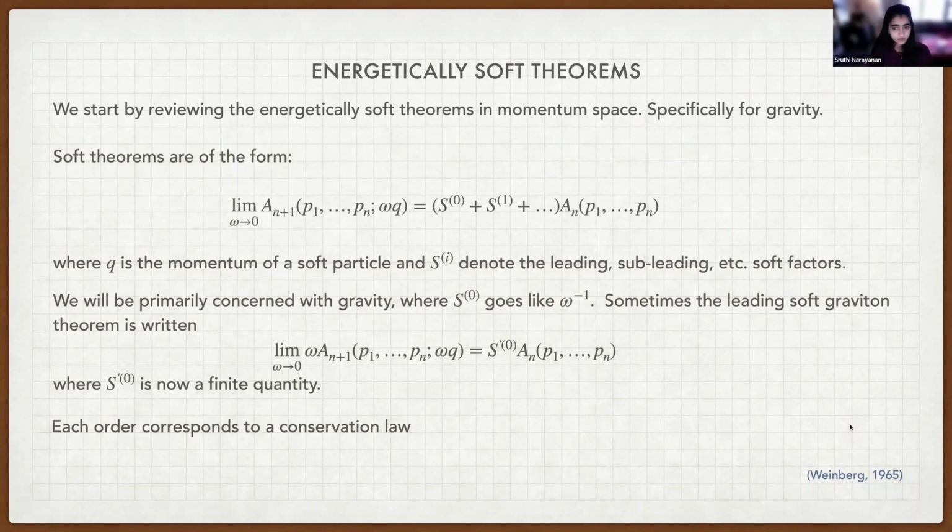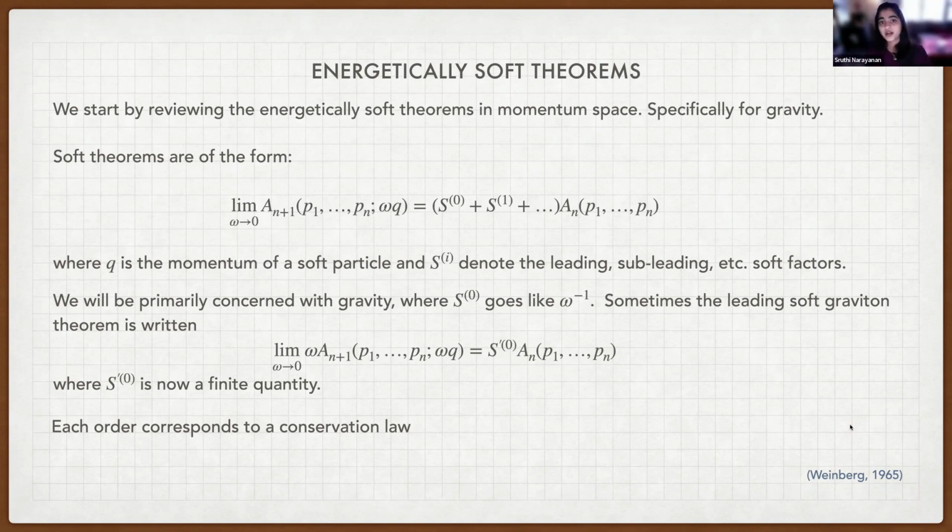soft theorem. And in gravity, the first term goes like 1 over omega. I put this here because I don't know exactly which literature everybody's familiar with, but sometimes the leading soft graviton theorem is also written where you put an omega on the left hand side so that your soft factor is actually independent of omega. Sometimes the soft factor contains omega. There are different ways of writing it, but they're all saying the same thing.